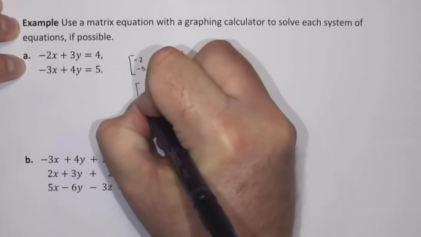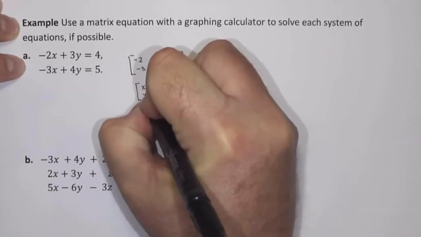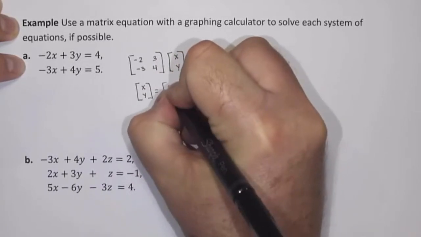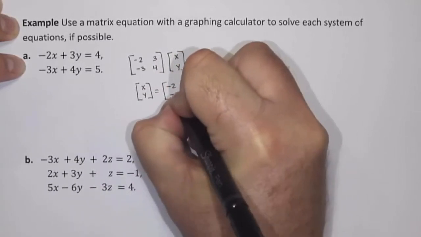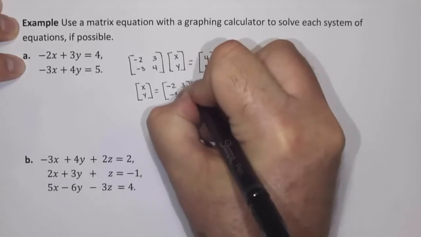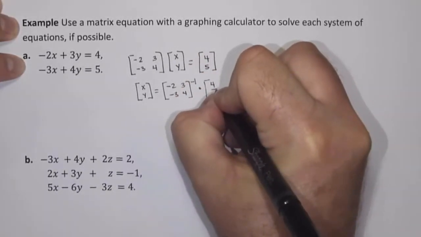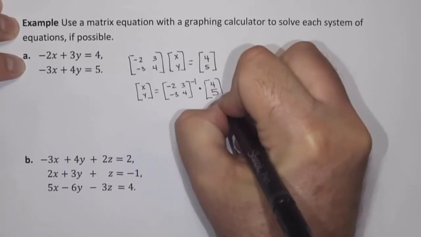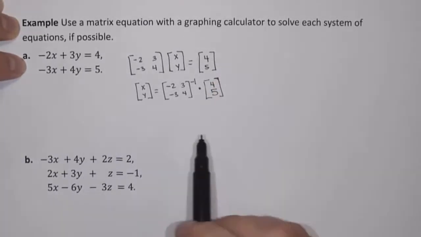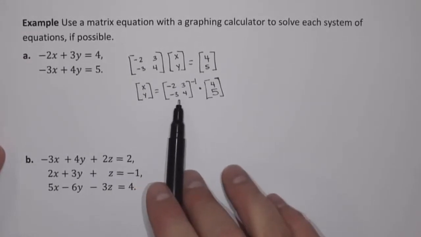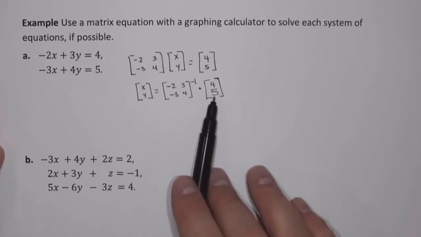So if this is the case, then x, y will equal the inverse of the coefficient matrix times the constant matrix. So what I'm going to do is use my calculator to enter the coefficient matrix and the constant matrix, and then I will do the multiplication of the inverse of the coefficient matrix times the constant matrix on my calculator.